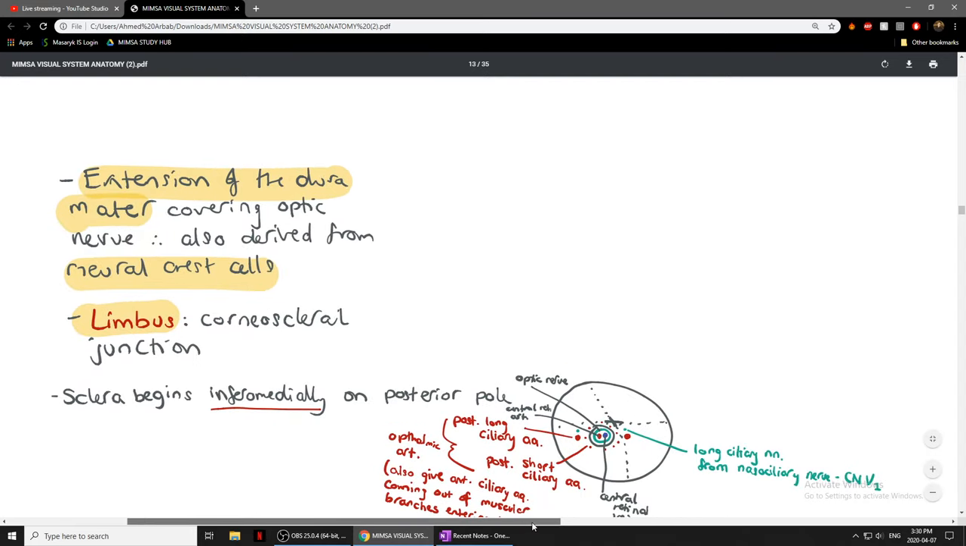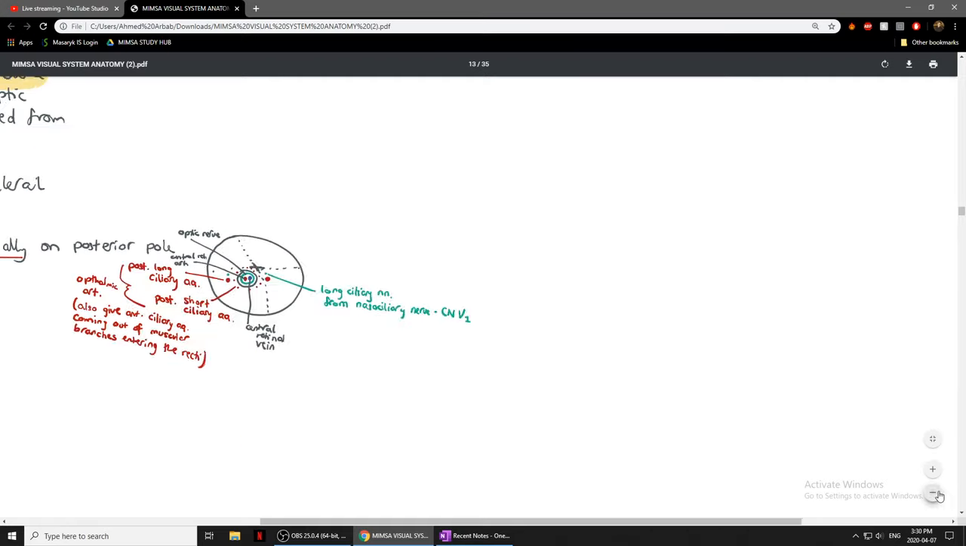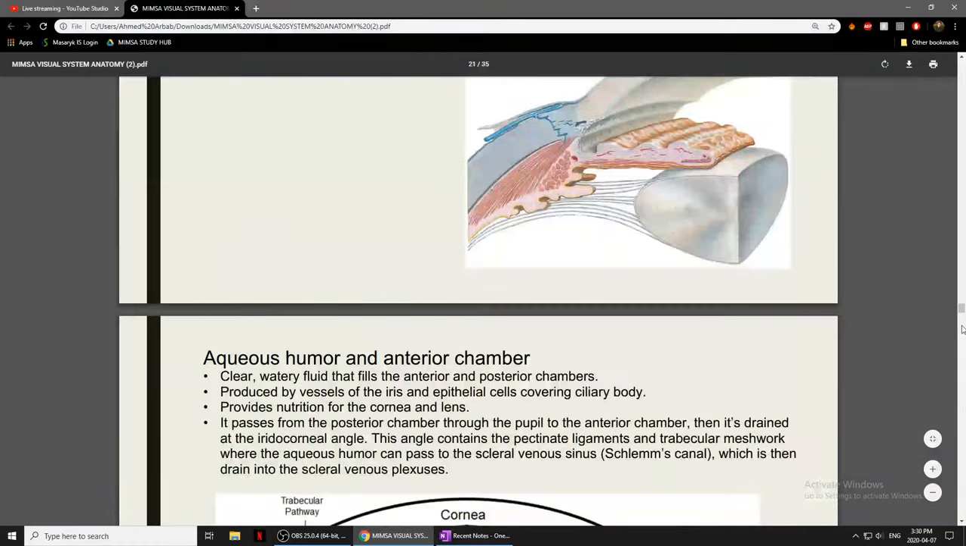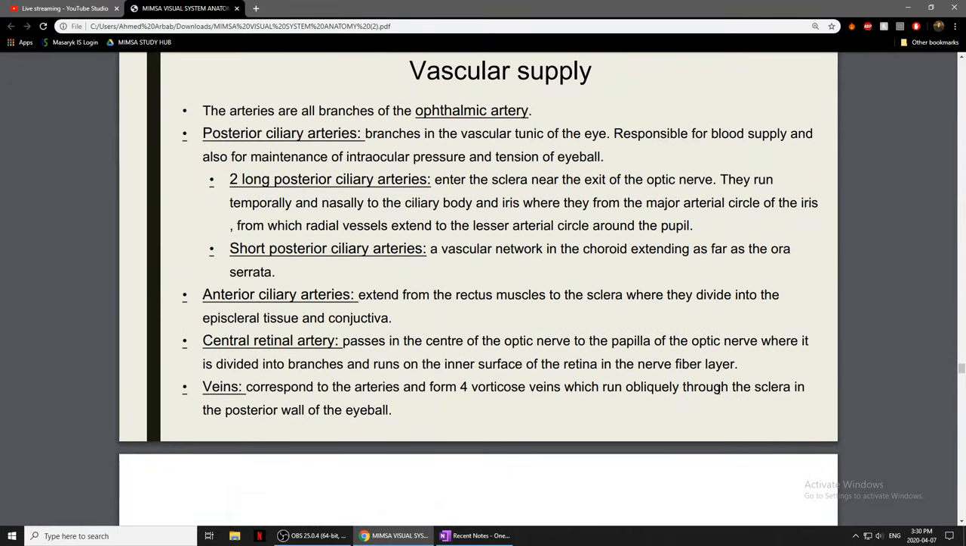Right, just really quickly we can recap again. Posterior long ciliary arteries on either side of the optic nerve, a circle of posterior short ciliary arteries, then the optic nerve within the optic foramen and optic canal, and also the central retinal artery and vein alongside the optic nerve as well. And then the vorticose veins, just imagine each quarter of this circle has one vorticose vein. So one would be here, one would be here, one would be here, and one would be here.